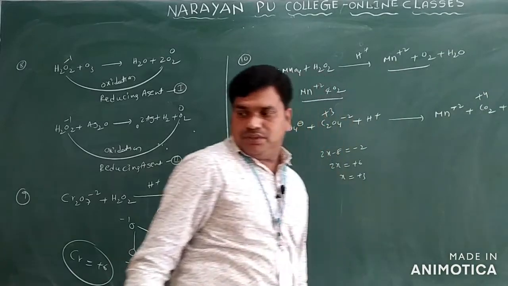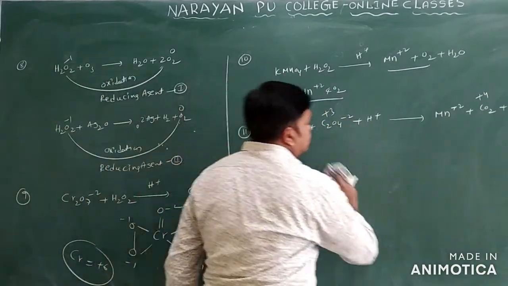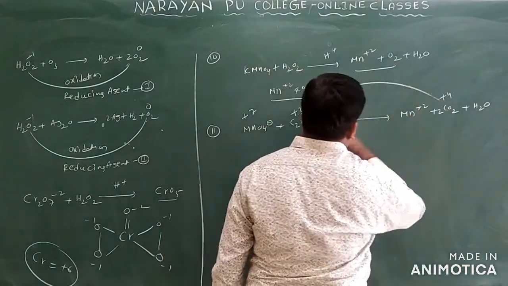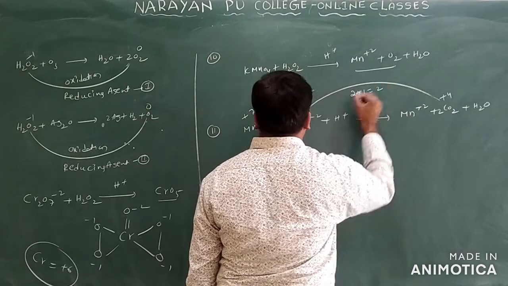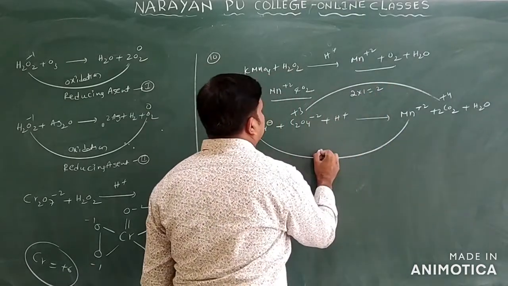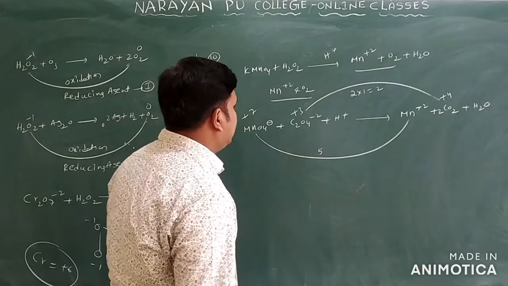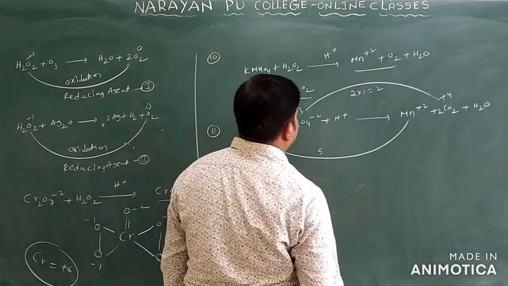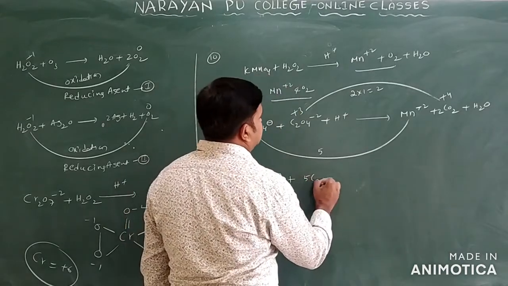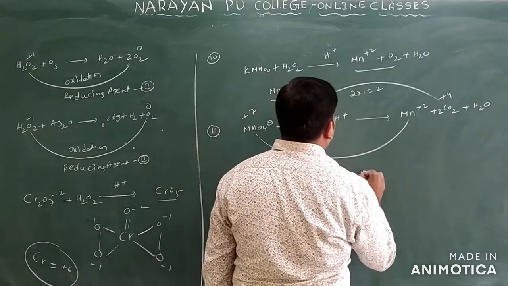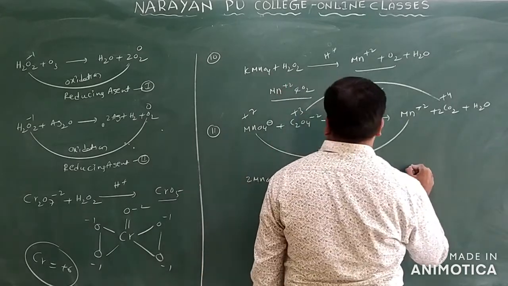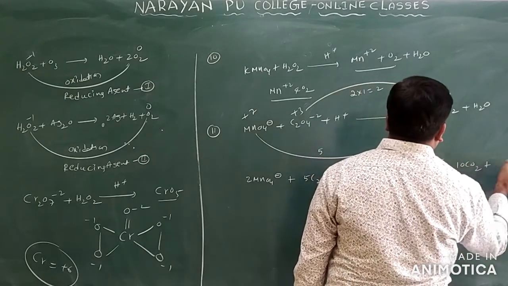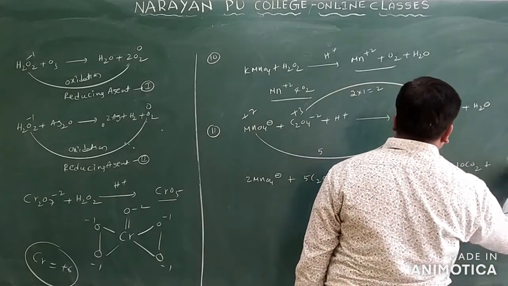plus 4 we have. Now we will see how many carbons we have. We have 2 carbons, so for 2 carbons you write 2 into 1, that is equal to 2. For MnO4 minus we have 5. Now you can multiply: 2 MnO4 minus plus 5 C2O4 2 minus plus H plus gives rise to 2 Mn plus 2 plus 10 CO2, and H2O.